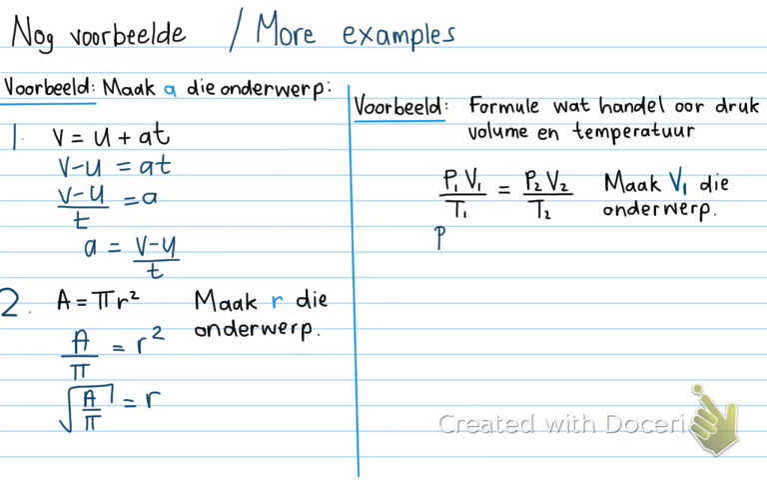Okay, so first thing that I'm going to do is I'm going to take the T1 over and multiply it on the other side. So it's going to be P2 times V2 times T1 over T2. Then I want V1 alone, so the P1 is still bothering me. I'm going to divide with the P1 on the other side. So I have P2 times V2 times T1 divided by T2 and now also divided by P1.